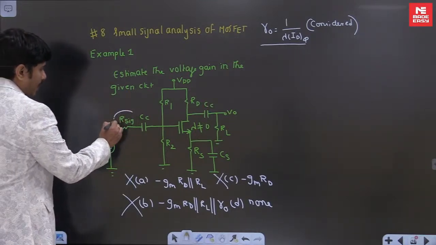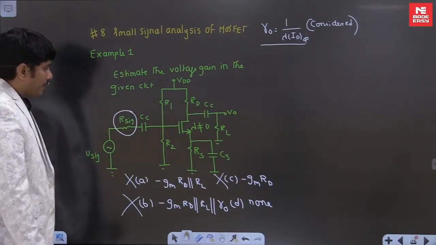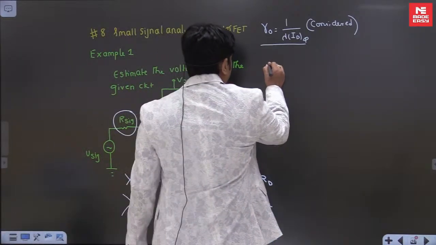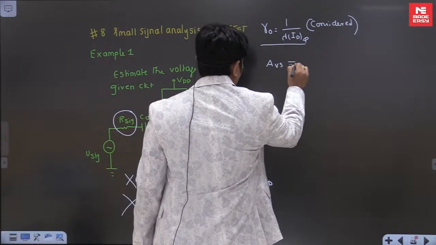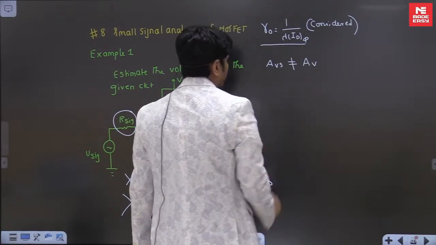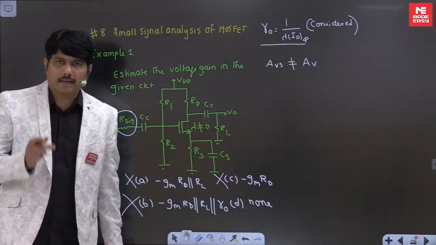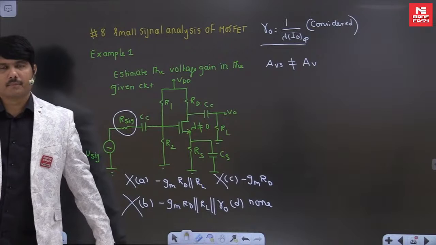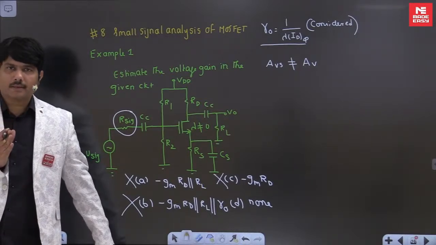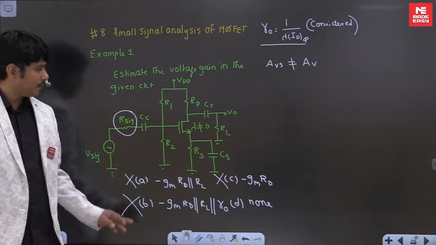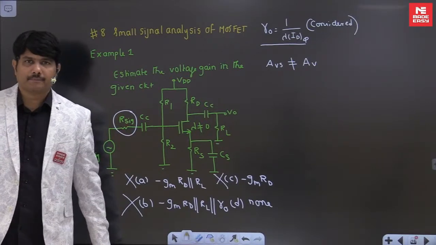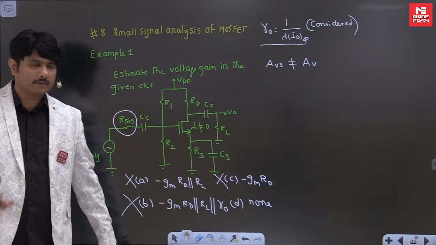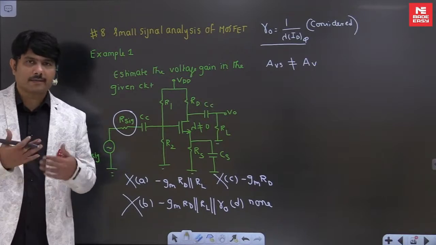Here, there is R signal given, my friend. Whenever R signal is given, AVS is not equal to AV. This only I explained in my classroom. Okay, like this they will twist your concepts. The voltage gain of your transistor will be the same as the circuit gain when R signal is missing. If R signal is considered, you cannot say this answer. You will get some extra concept.